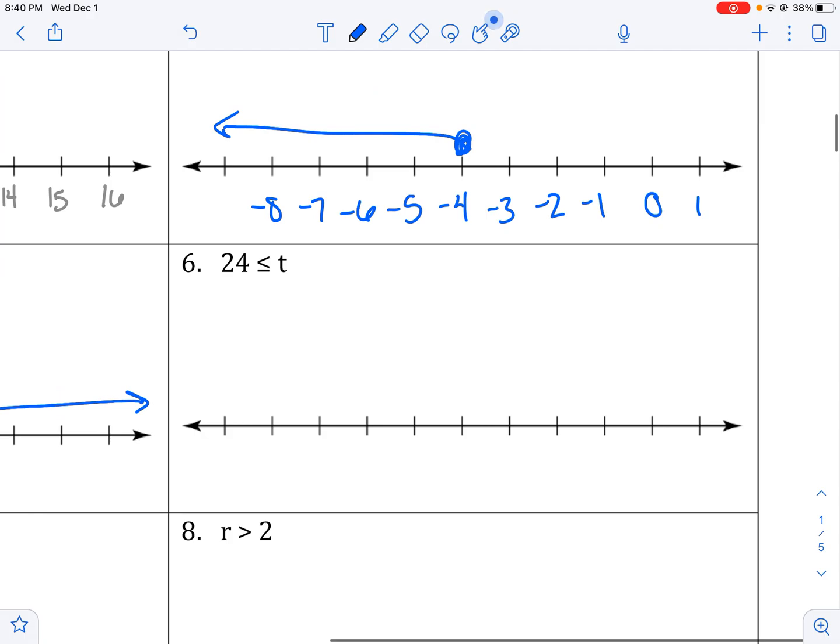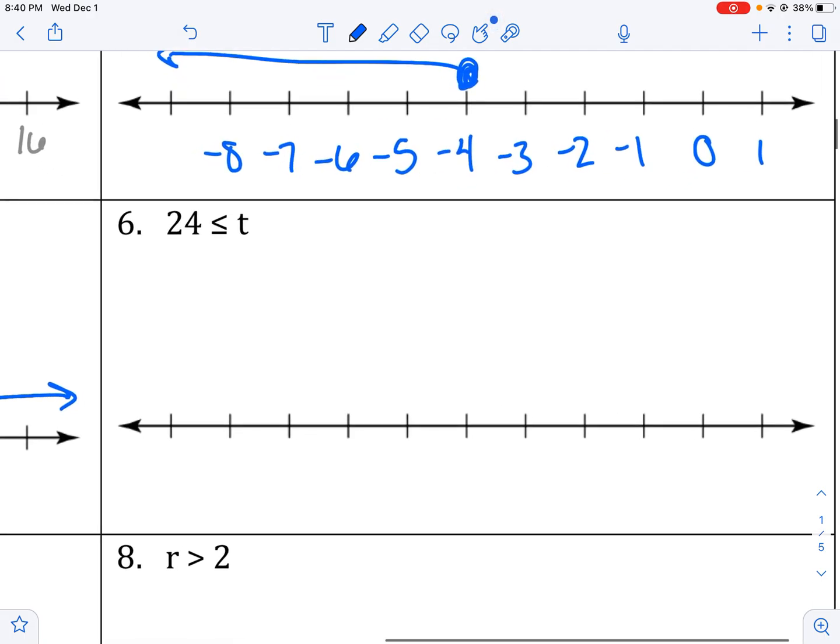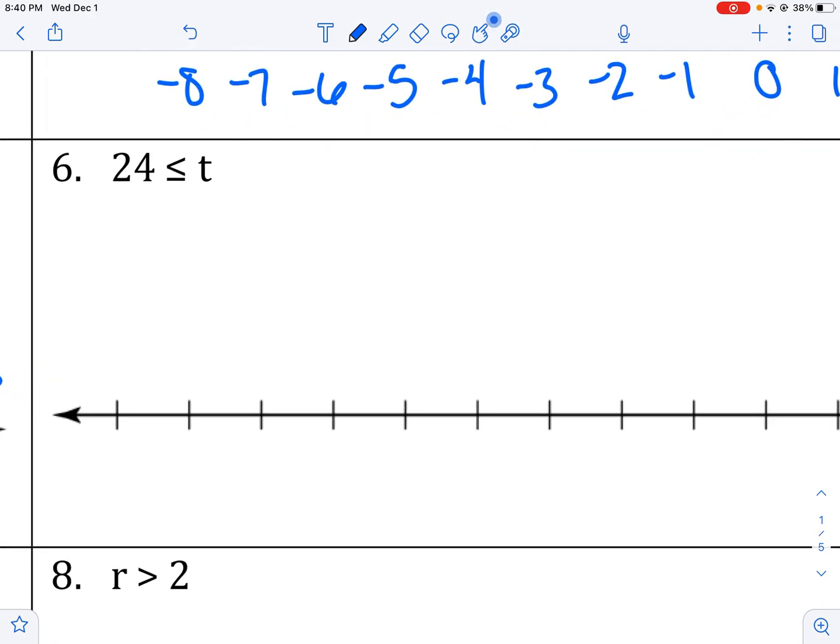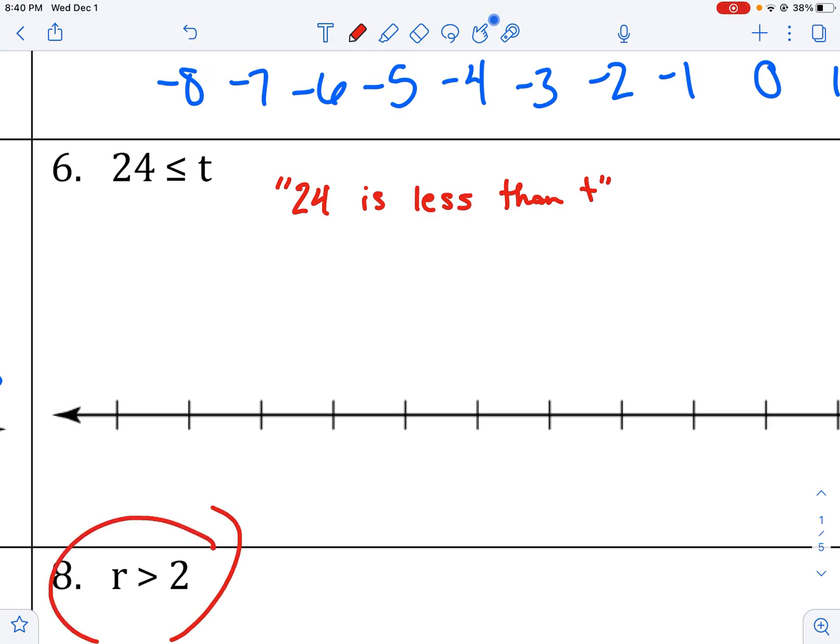And our last problem, this one's kind of interesting, number 6. Because t, my variable, is not the first thing I see. That reads kind of strange. I would read this as 24 is less than t, but I'm not used to reading problems like this. I'm used to having my variable out front. So I'm going to rewrite this. I'm going to flip the whole thing around.